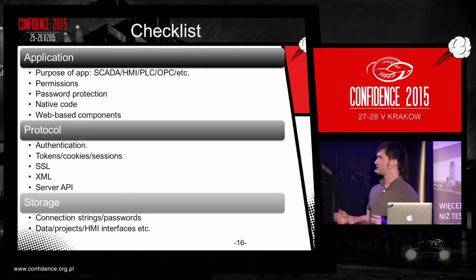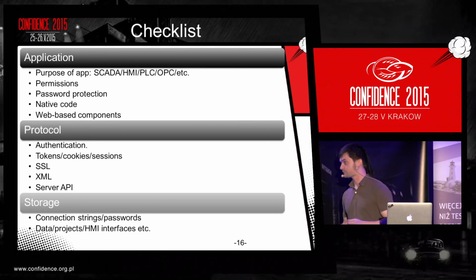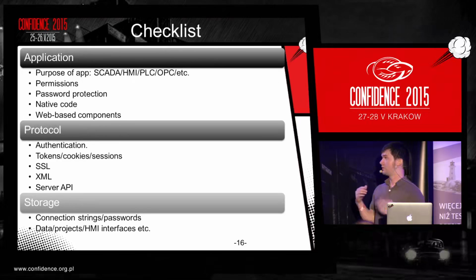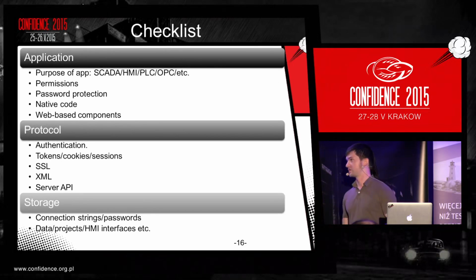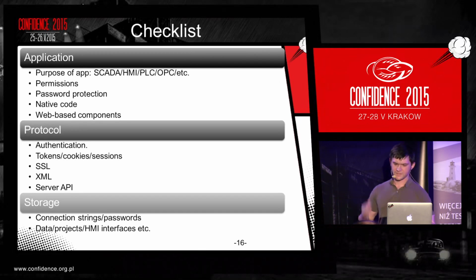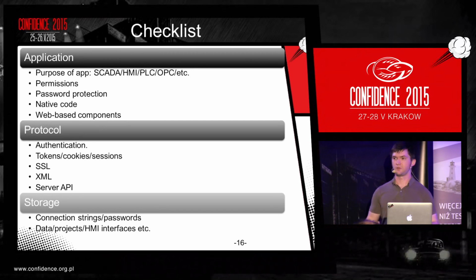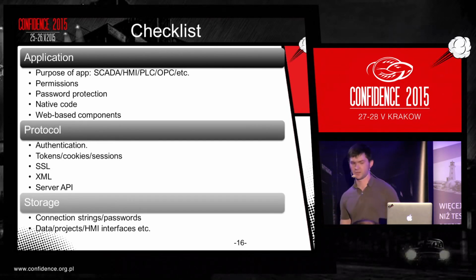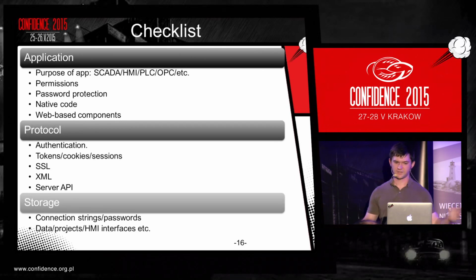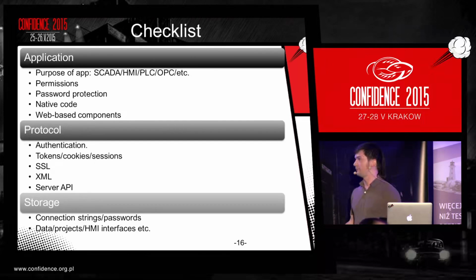So let's talk some more about this checklist. During our research of each application, we do some common checks. This helps us to evaluate the application in security terms. Each check provides us useful information or actual bugs that become the entry points for further analysis. So, for the application, it was the purpose of the application and what protocols are used: SCADA, HMI, PLC, OPC, etc. Many of them. What permissions are required for the application?